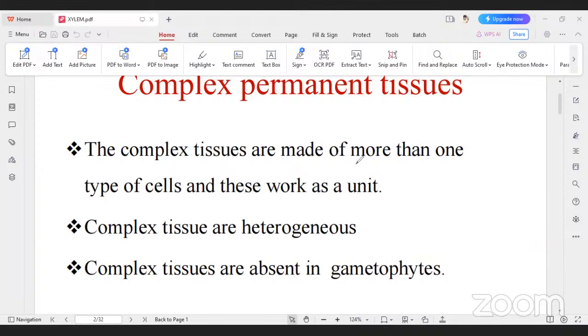This tissue is made up of more than one type of cell, but they work as a unit due to the composition of more than one. This is considered heterogeneous, not homogeneous like simple tissue. Simple tissue is homogeneous, but complex tissue is heterogeneous because different types of cells are there. Complex tissues are absent in gametophytes.